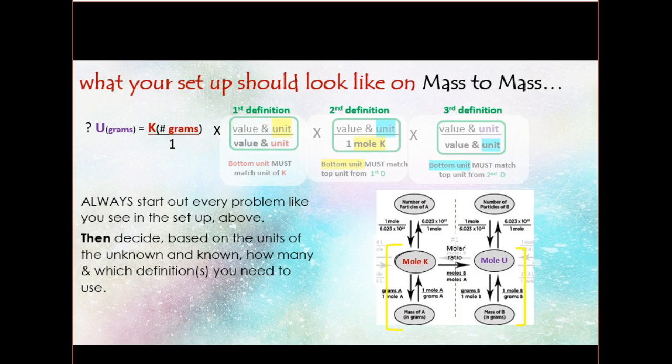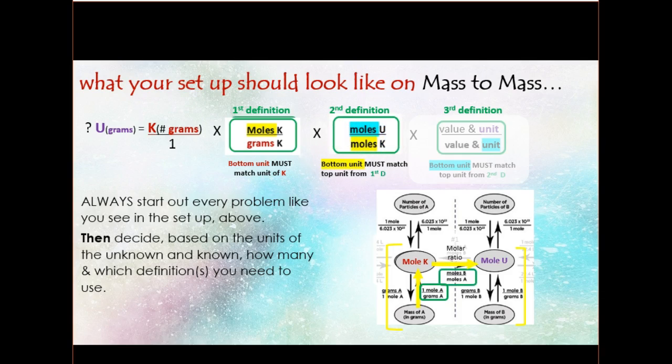Which definition are we going to use? Well, we're going to use the definition in between mass of the known and moles of the known, which is molar mass. But grams has to be on the bottom to cancel. Right? We're at moles of K. We've got to go to moles of U. So let's do that. And what do we use? We use molar ratio. Moles of K has to be on the bottom to cancel. Moles of U has to be on the top.